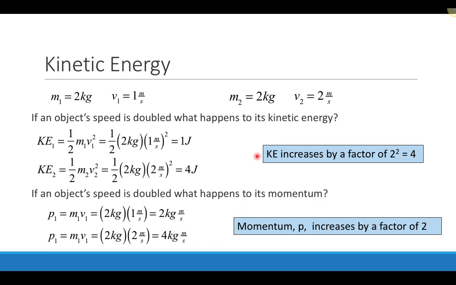So when the motion of an object changes, specifically its velocity, the kinetic energy is going to change differently than how the momentum changes, and that's based on how they're proportional. The kinetic energy is proportional to the velocity, or the speed, squared. The momentum is directly proportional to the speed.